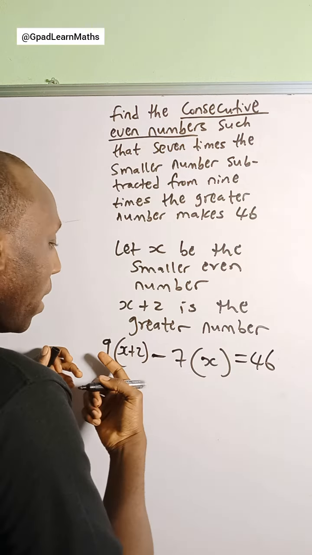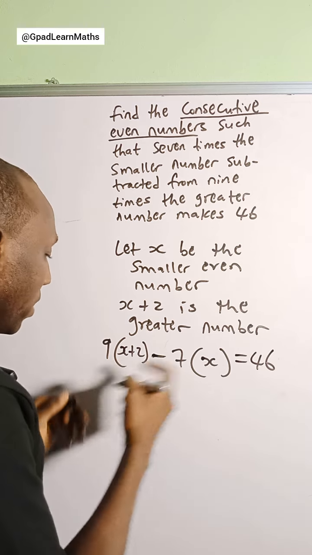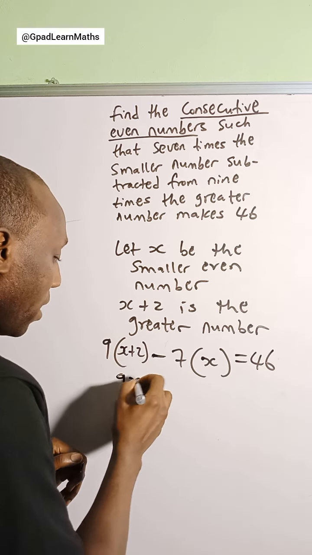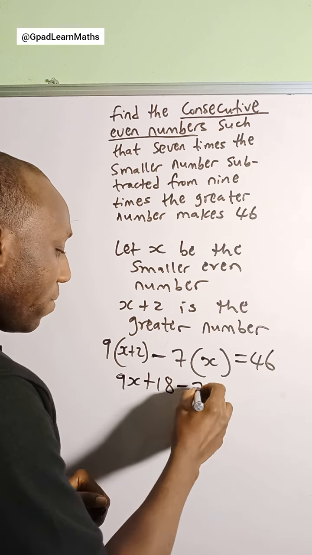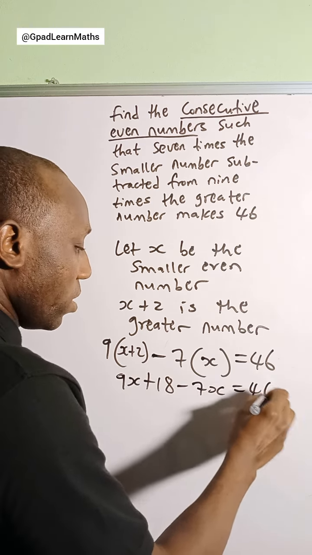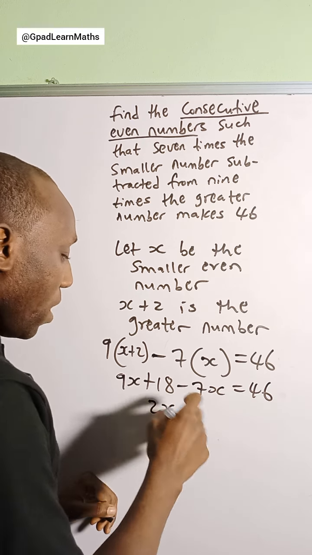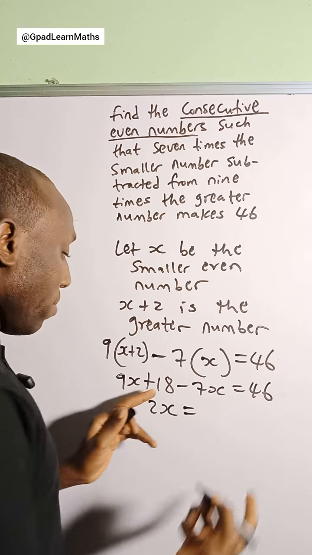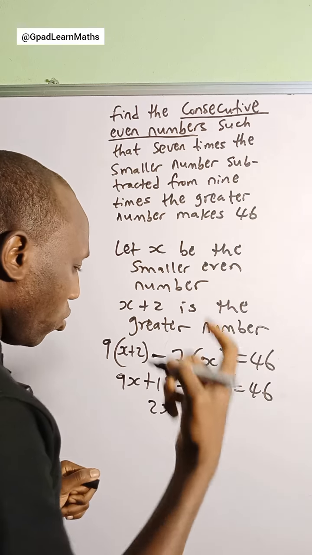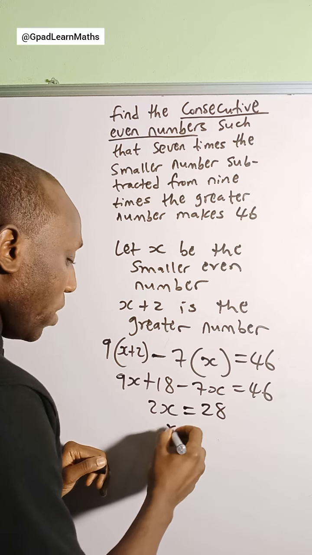Let's do that by solving this equation and getting the value of x. Now, if you expand this, 9 times x is 9x plus 9 times 2 is 18. 7 times x is 7x is equal to 46. Okay, 9x minus 7x is 2x. And when you subtract 18 from both sides, you are going to have 46 minus 18, which gives you 28. And when you divide both sides by 2, x will be equal to what?